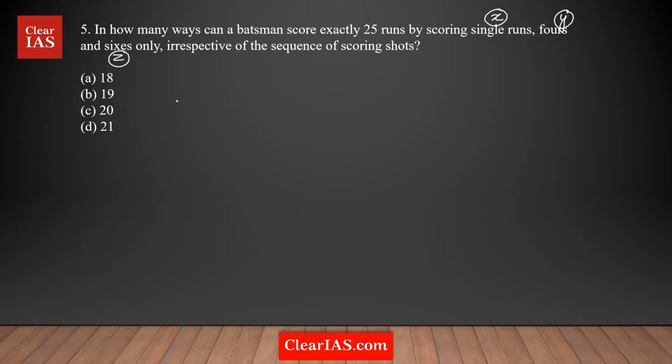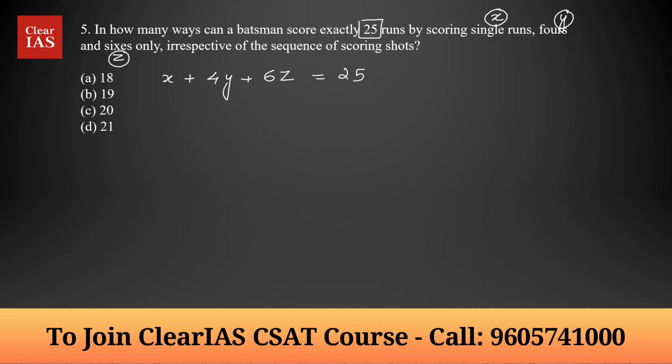Okay, three variables I'm using, and the total runs is 25. So what is the single equation that you can form here? That is X plus the runs he scored by hitting fours, Y fours he scored, right? So total runs would be 4Y, and the runs he scored by hitting sixes is 6Z, because the total number of sixes he hit is Z. And the total runs here, that is the sum of all these three, should be equal to 25. So this is a simple linear equation of three variables, x, y, and z.